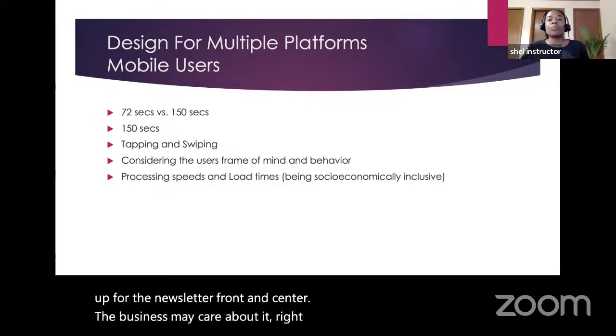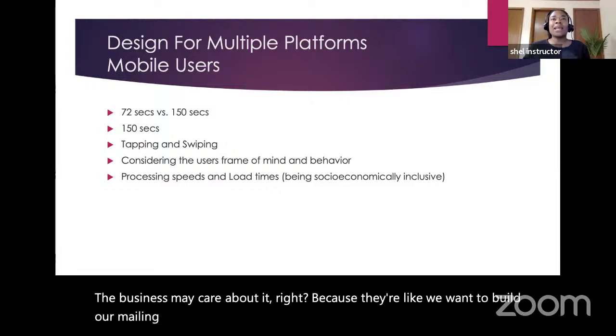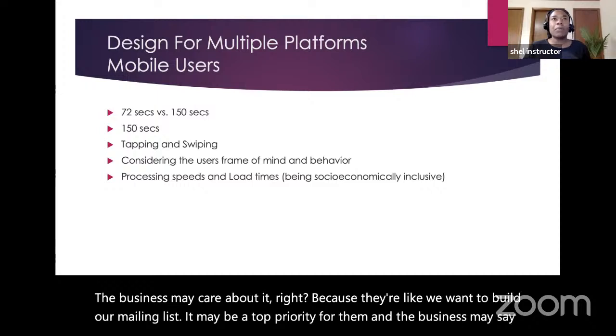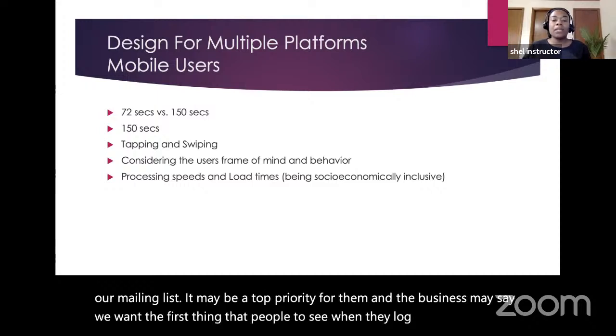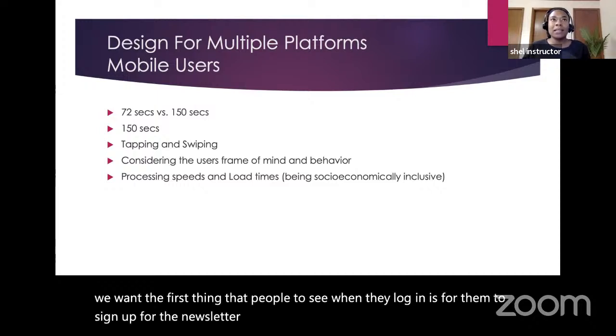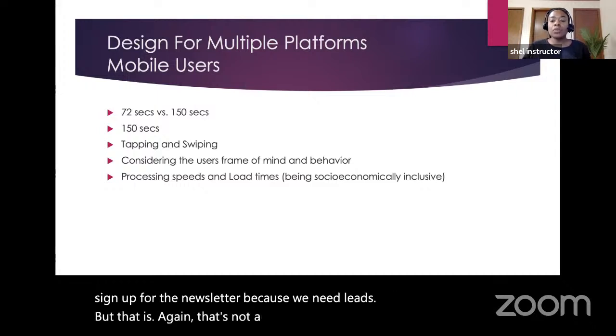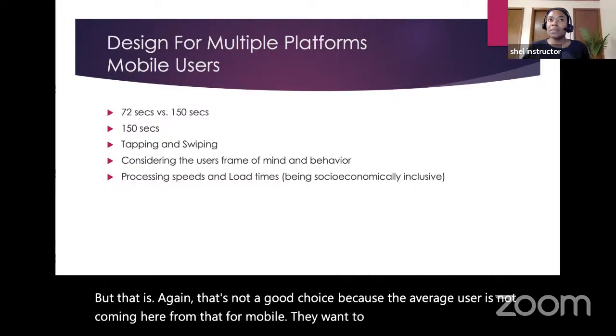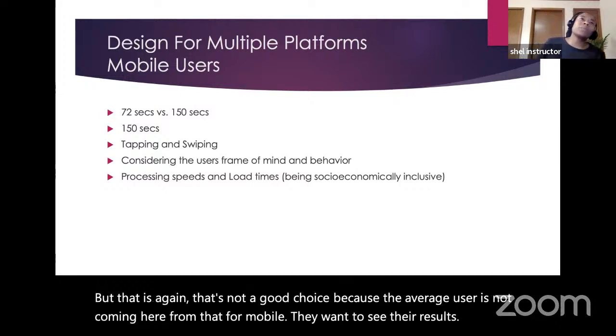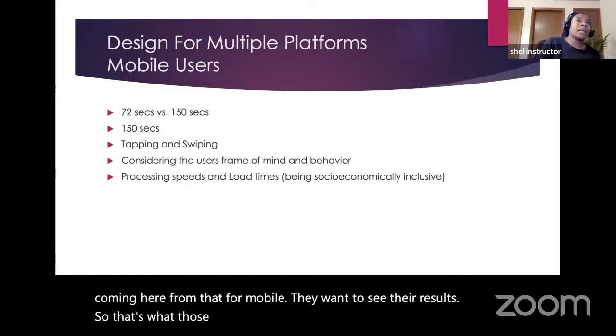because the business may care about it, right? They're like, we want to build our mailing list. It may be a top priority for them. And the business may say, we want the first thing people see when they log in to be signing up for the newsletter because we need leads. But again, that's not a good choice because the average user coming from mobile wants to see their results. So that's what those two numbers indicate.